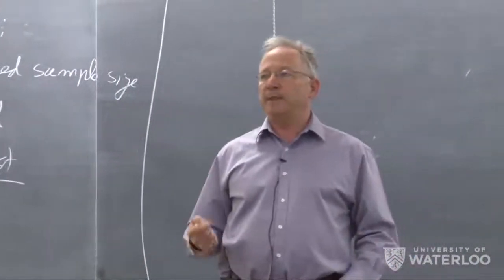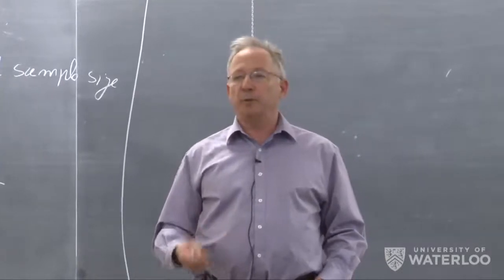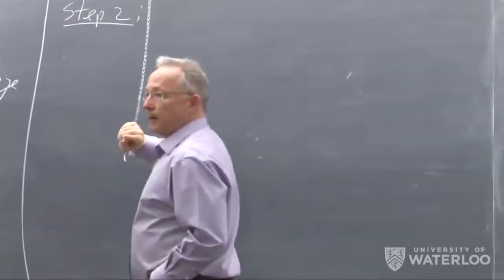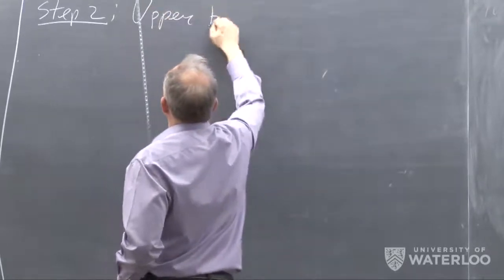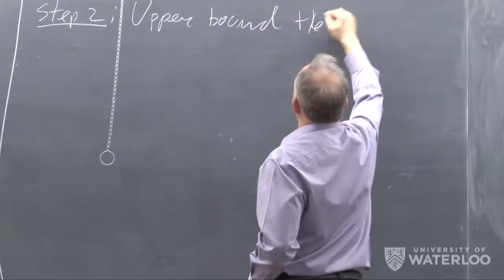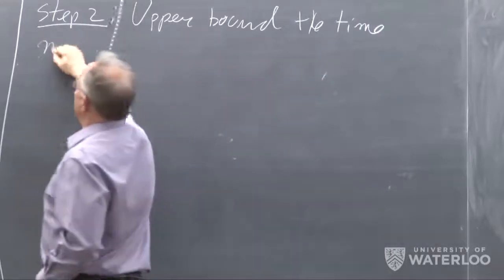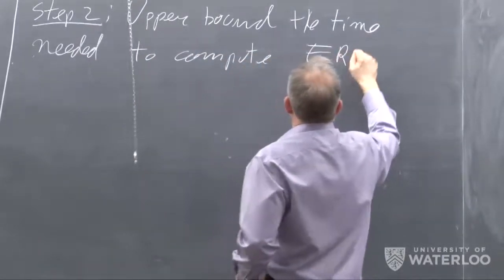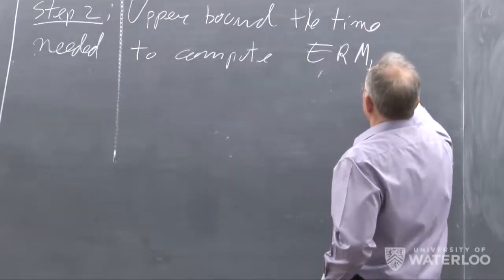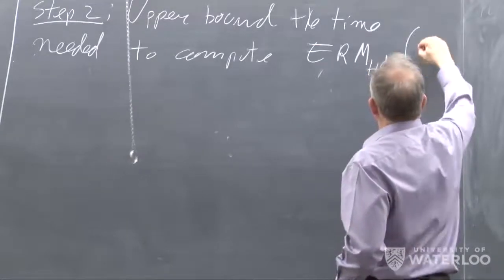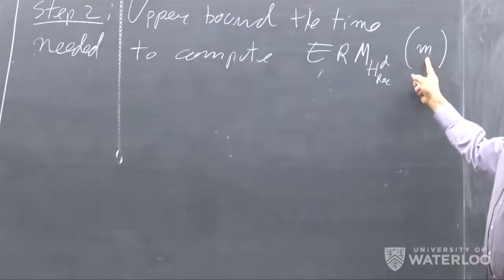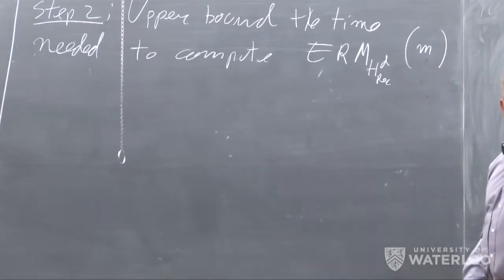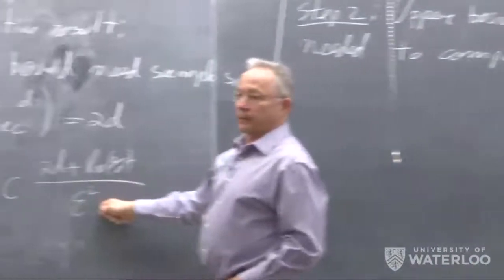Step two is the computational part. Now that we know the minimum sample size that we are going to need, the question is how much time we need to process this sample size. So step two: upper bound the time needed to compute ERM of this class of rectangles in D dimension over a sample of size M. How much time do I need to compute the ERM over such a sample size?